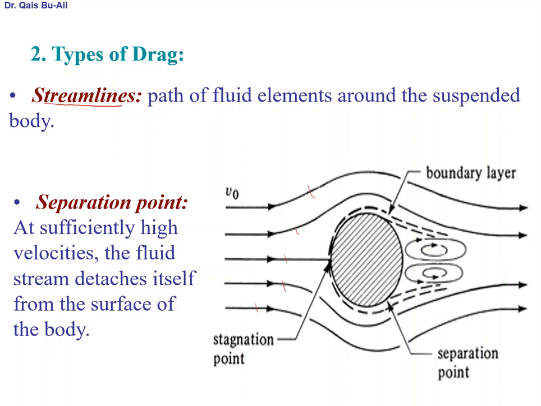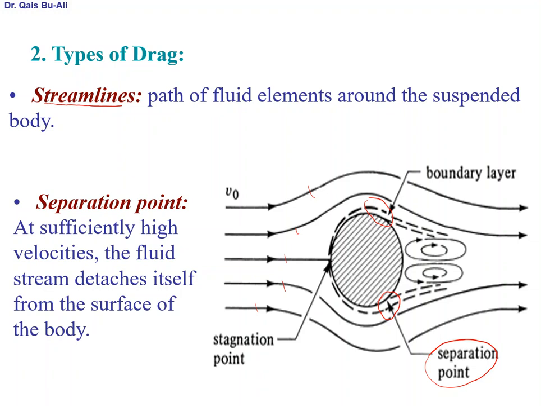And then what is the separation point? The separation point takes place at sufficiently high velocities. As you can see, this is the boundary layer as we called it, but there is a point where the boundary layer will separate. I will have two regions. At sufficiently high velocities, the fluid stream detaches itself from the surface of the body.